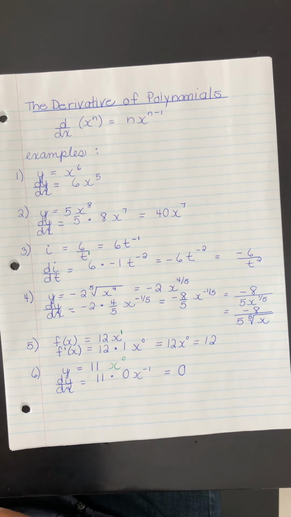The derivative of 0.65 would be 0. The derivative of pi is also equal to 0. The derivative of any constant on its own is always 0.